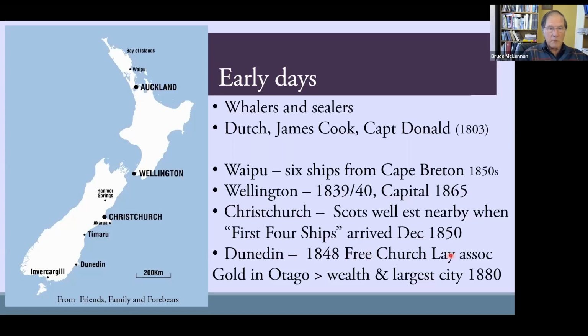Glasgow-based group associated with the Free Church. Remember, the Free Church had only been created in 1843. Settled this place and then discovered gold there inland from Dunedin, making it by 1880 the largest and most wealthy city in New Zealand. You wouldn't know that today. It's quite a university town today. But then the great move north started to happen well after this 1880 time.